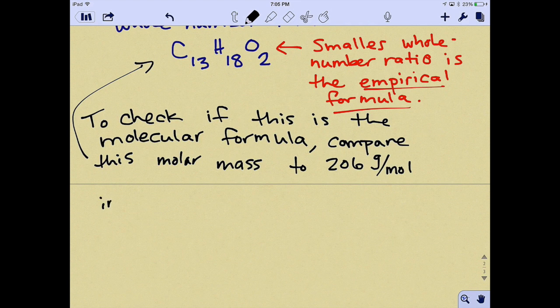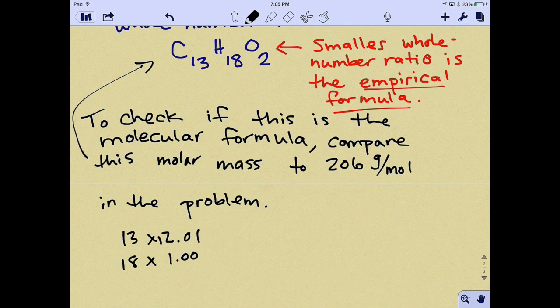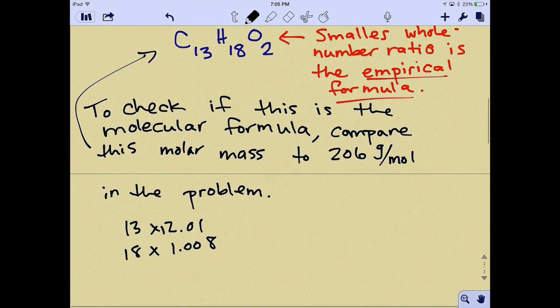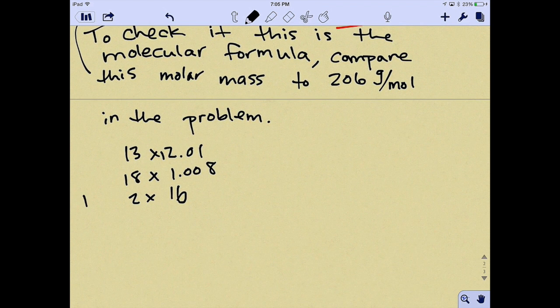We're going to do our normal molar mass calculations. We'll do 13 carbons times the molar mass of carbon, 12.01, plus 18 hydrogens times the molar mass of hydrogen, 1.008, plus 2 times the molar mass of oxygen, 16. Add all those up in your calculator. It's totally fine to put those numbers in just like that. It will do PEMDAS for you. If I punch this in my calculator, I get 206 with a little bit of change, so that rounds to 206.